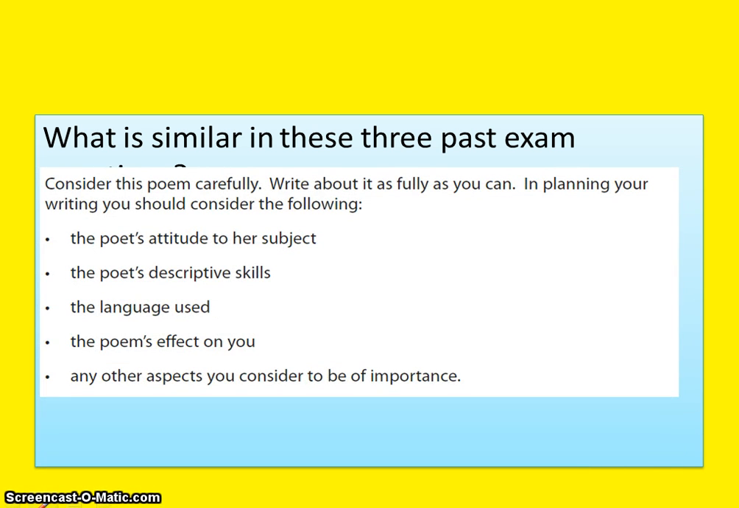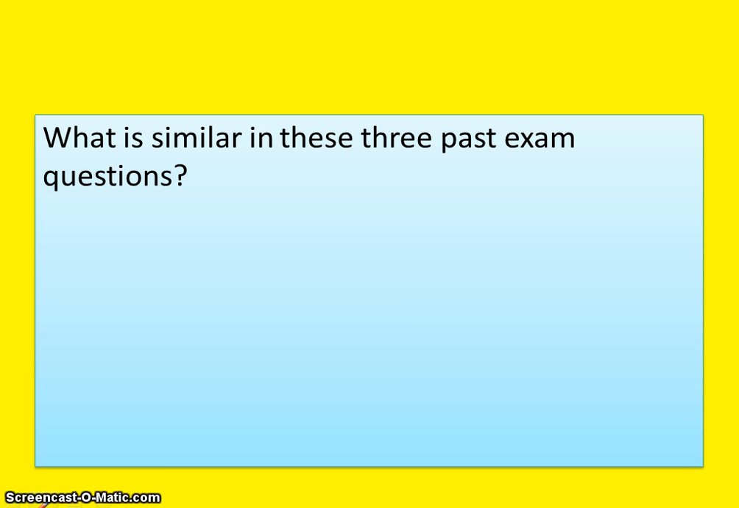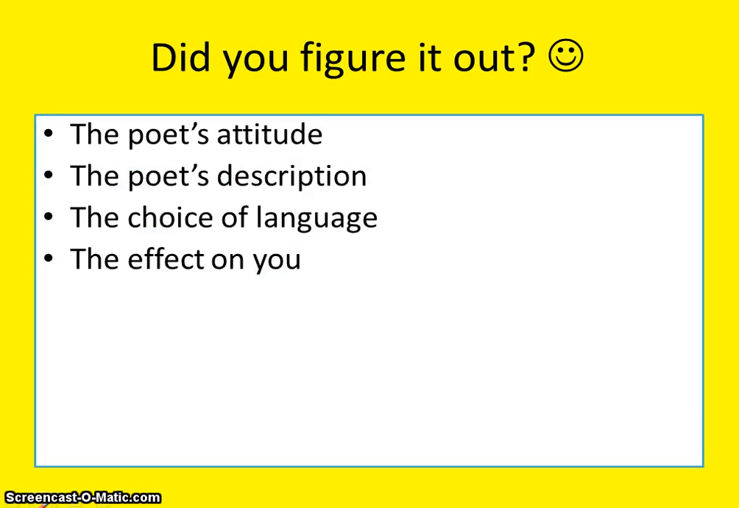Or this one, consider it carefully. Write about poet's attitude, descriptive skills, language, effect on you, any other aspects. So what's similar in all of these past exam questions? You need to know what the poet's attitude towards the subject is. You focus on the description, you focus on the language, and you focus on the effect on you, the reader.